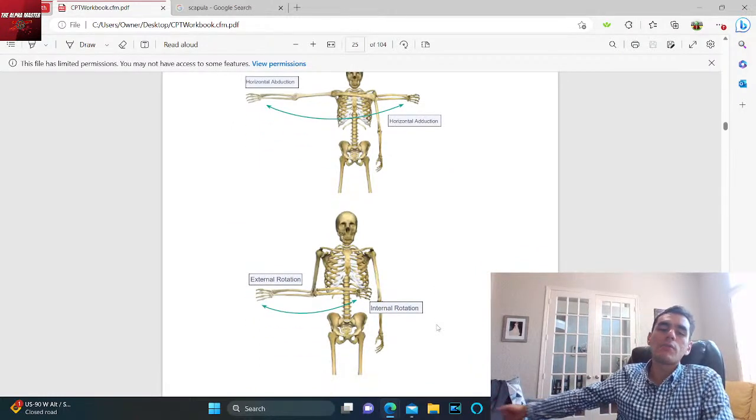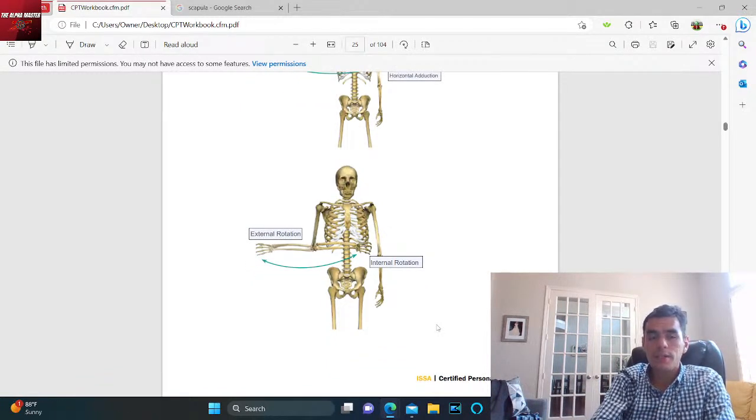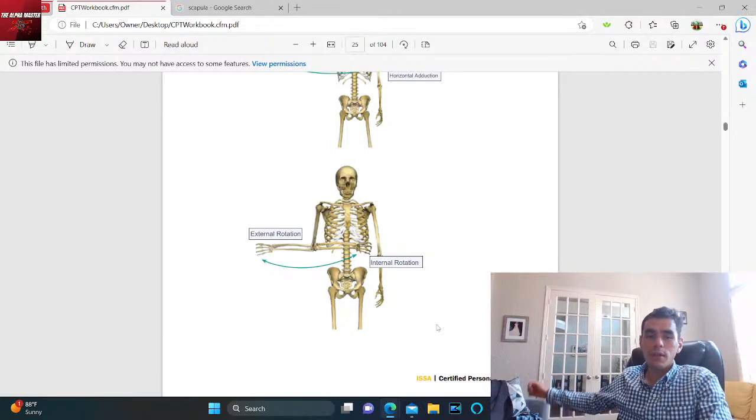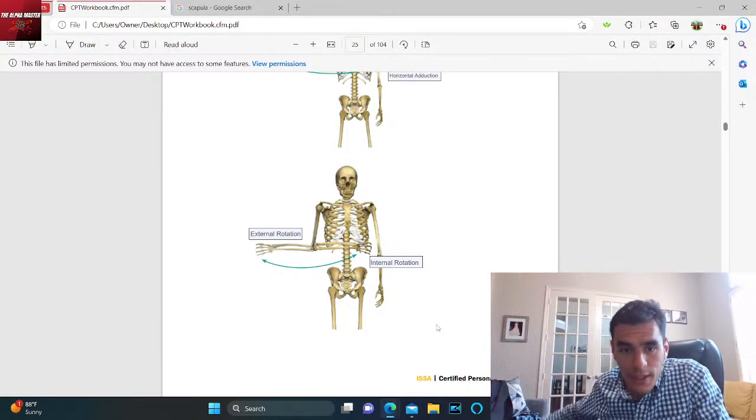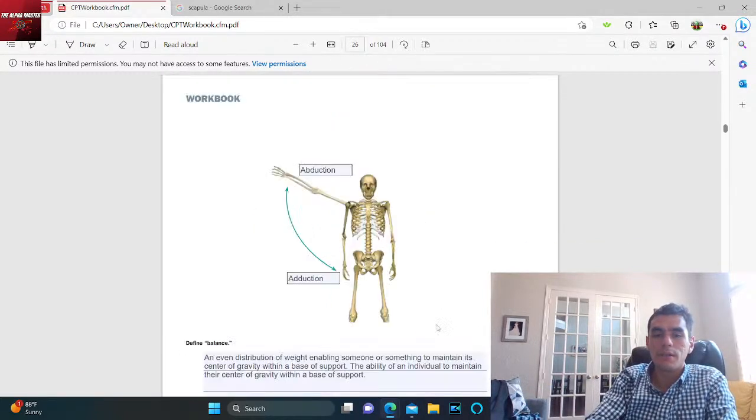You have external rotation and internal rotation. Externally rotated, internally rotated. External rotation is when you're moving it away from the body, internal rotation is when you're moving it towards the body, rotating.